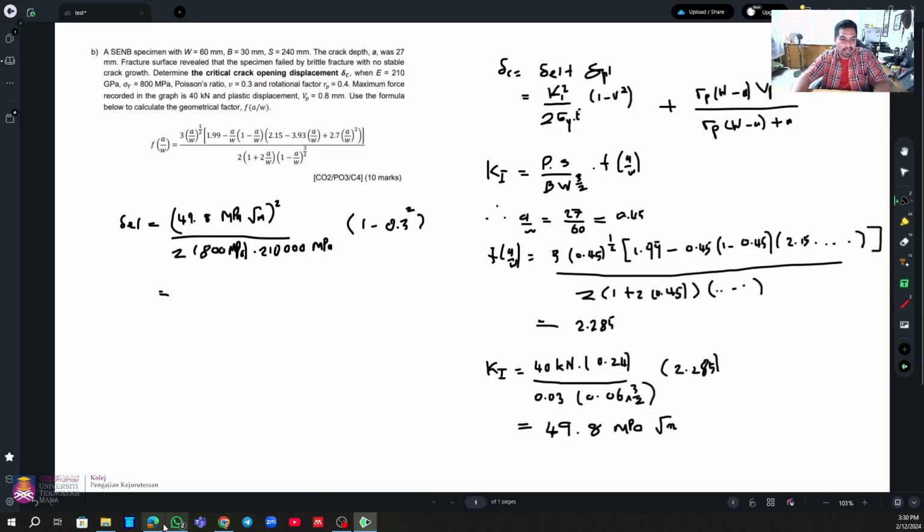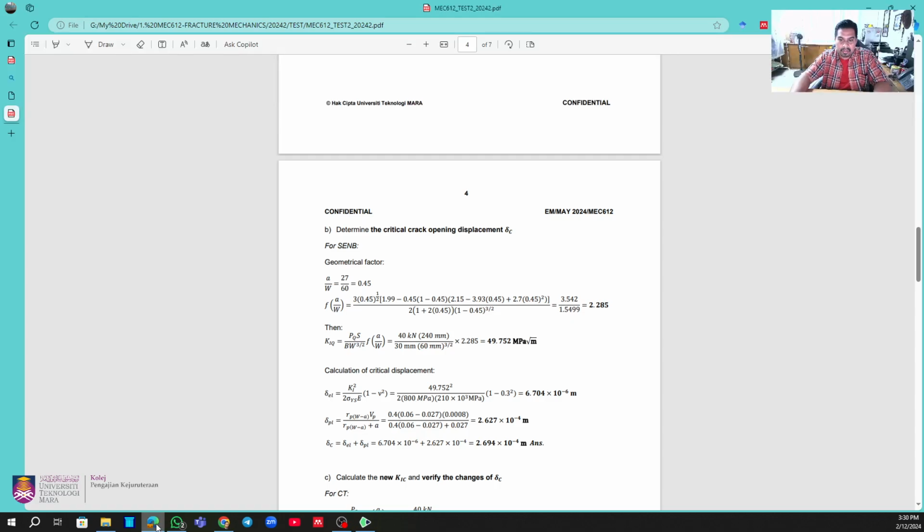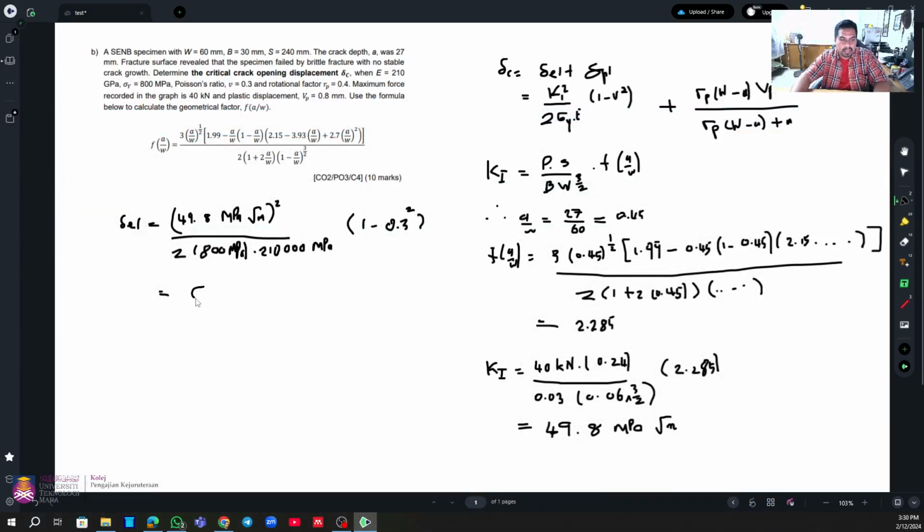Just check from the original script. Maybe I did it wrong. Oh, okay, it's cool. That's the same, 6.7 times 10 to the power of minus 6. So it's the same, 6.7 times 10 to the power of minus 6. Bear in mind, I already converted the unit to millimeter here.